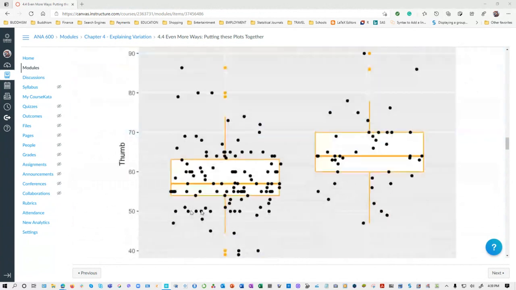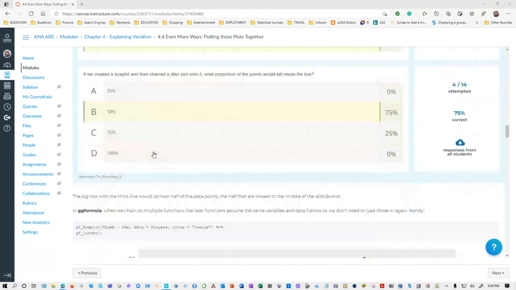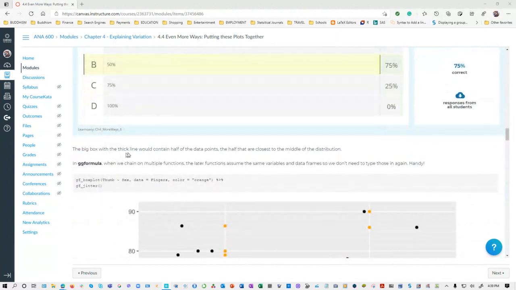We discussed that. That means that if you have a box plot and the jitter plot together, at least half of the data is going to go inside. In this one, it looks like half of them go inside. The big box with the thick line would contain half of the data points, the half closest to the middle of the distribution.